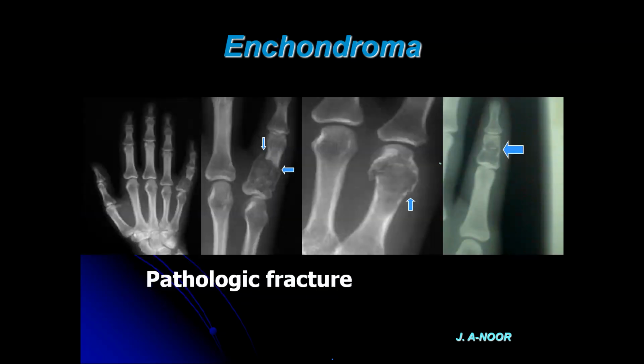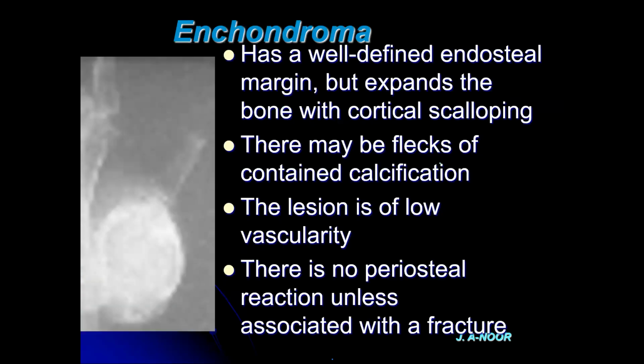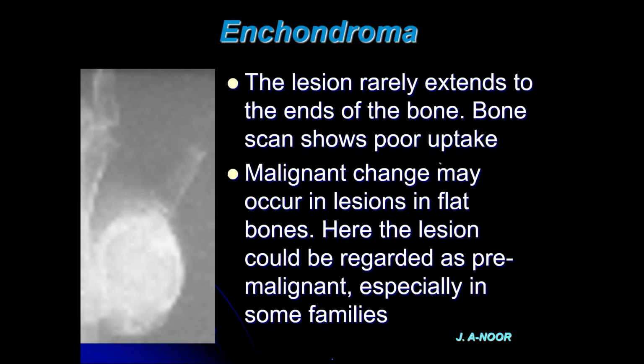And this shows you an enchondroma undergoing a fracture, most common in the hand. This has a well-defined sclerotic margin, but expands the bone with cortical scalloping. There may be flecks of contained calcification. The lesion is of low vascularity. There's no periosteal reaction whatsoever. The lesion rarely extends to the ends of bones. Bone scans can show uptake even if they're benign.